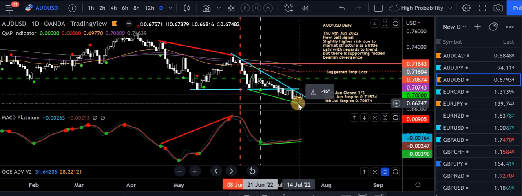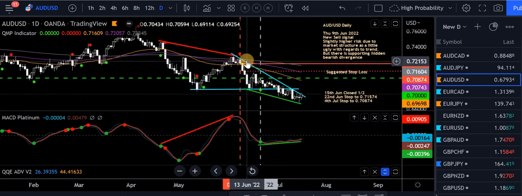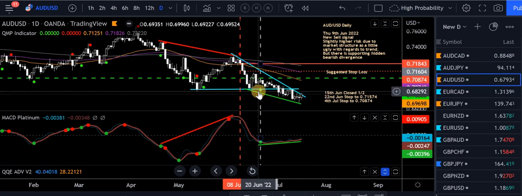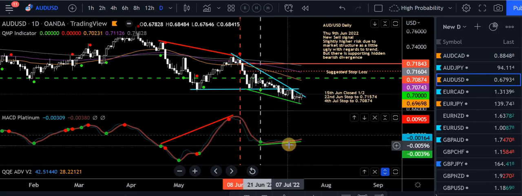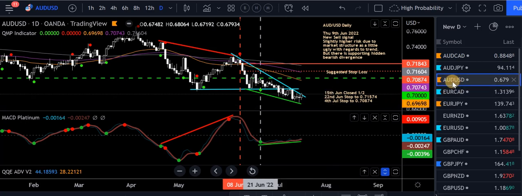So I'm still looking at this Aussie potential, because the last dot was a green dot and there's been no red dot since. So we're technically still in buy mode, and with the MACD going up and price going down, we've got divergence. So that's the Aussie, so I'm still watching it.